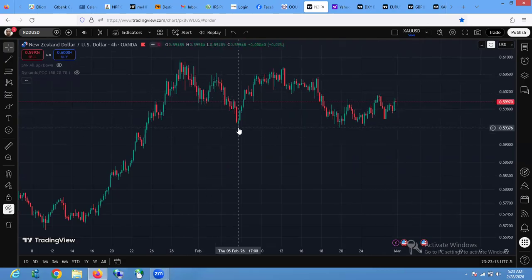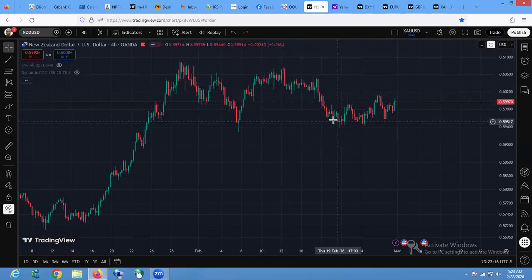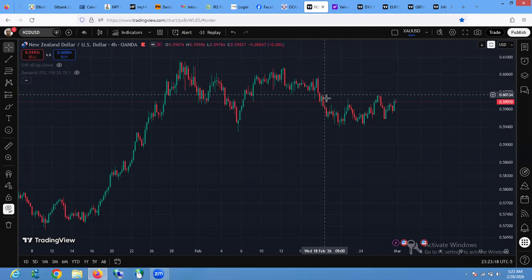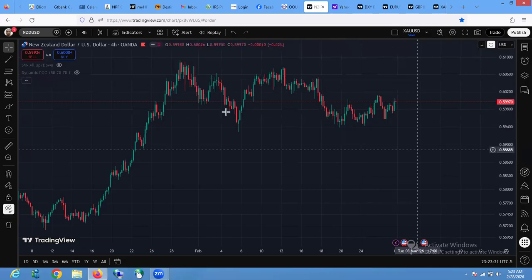ABC, WXY, and X here, and this in the middle is still in the middle. So this may go up slightly without breaking this top here to form A, B, C, and the last drop.